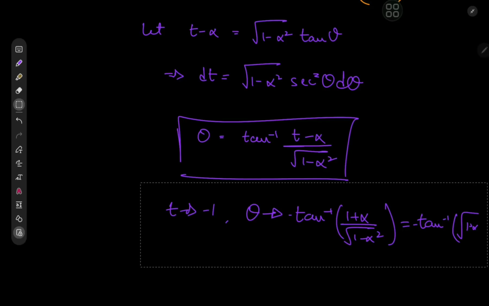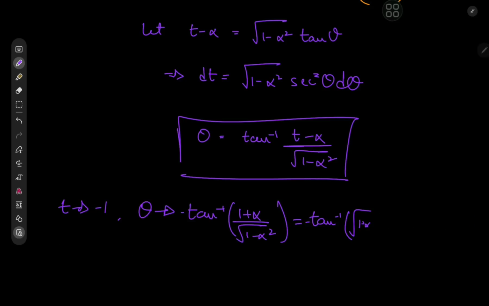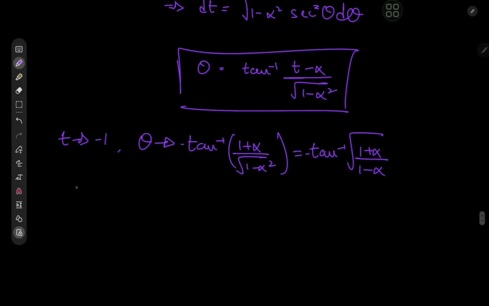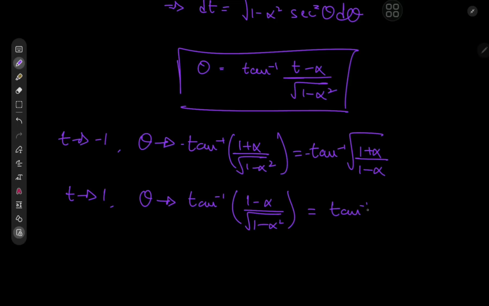I'm going to need some writing space to actually write that thing clearly. So we have root 1 plus alpha divided by 1 minus alpha. And similarly, as t approaches 1, we have theta approaching the inverse tangent of t minus alpha. So we have 1 minus alpha divided by root 1 minus alpha squared, and this equals the inverse tangent of root 1 minus alpha divided by 1 plus alpha.